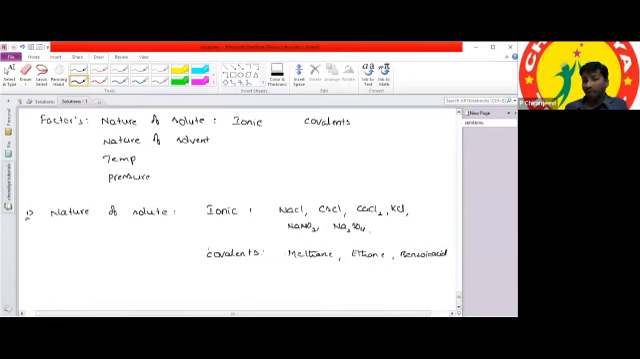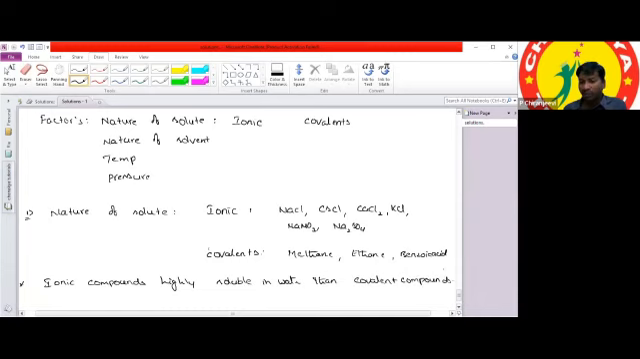Now, which one is highly soluble here? Ionic compounds are highly soluble in water compared to covalent compounds.